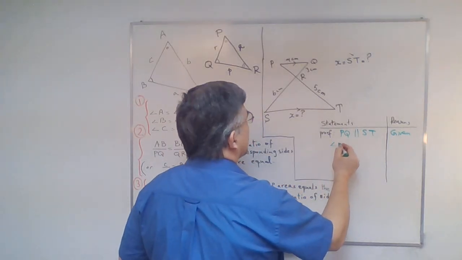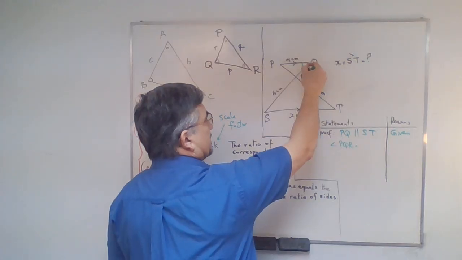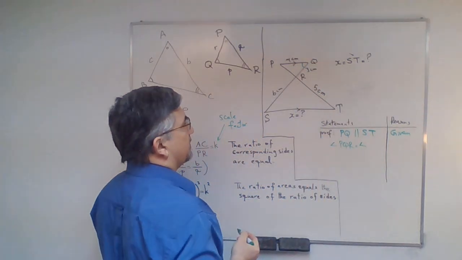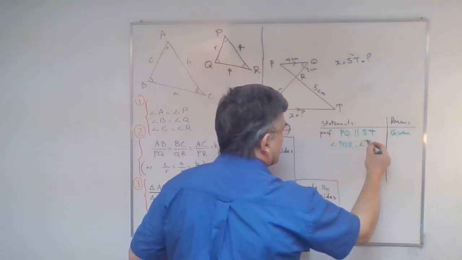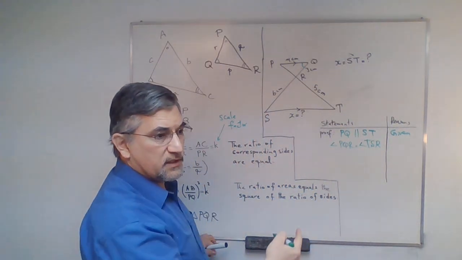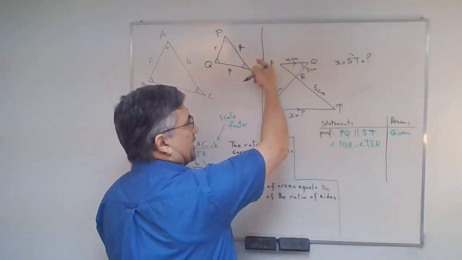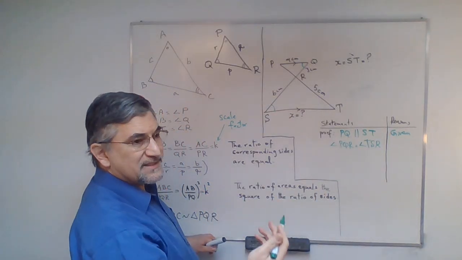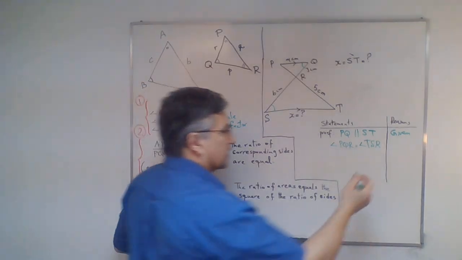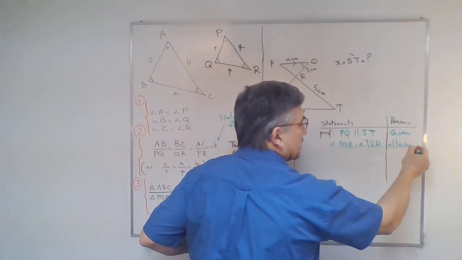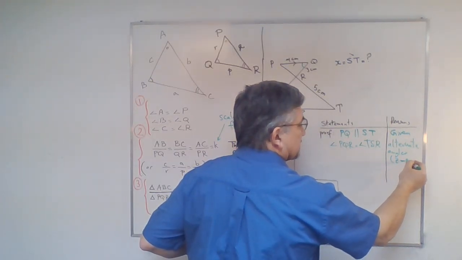Then I'm going to say angle PQR, which is this angle here, is equal to angle TSR. The middle letter is the vertex of the angle I'm talking about. So I'm saying angle TSR equals angle PQR. Now, why do I say that? Because these two angles are making a Z pattern. They are called alternate angles. So the reason is because the angles are alternate angles and they make a Z pattern.